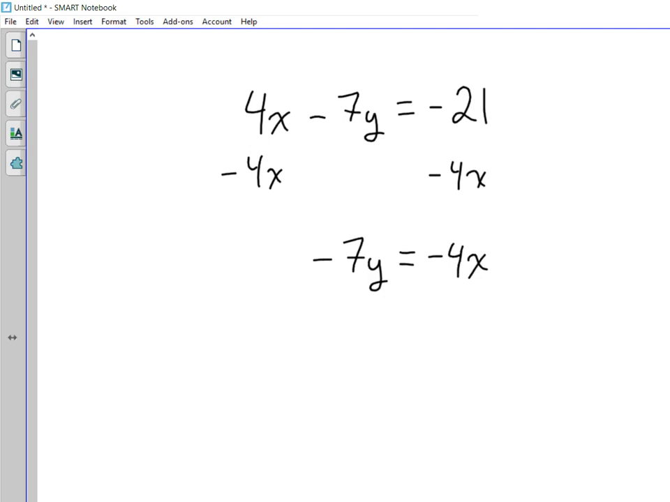And then minus 21. Very good. Now what do I have to do to get a y alone? The job is to get y alone. Divide by who? Negative 7.